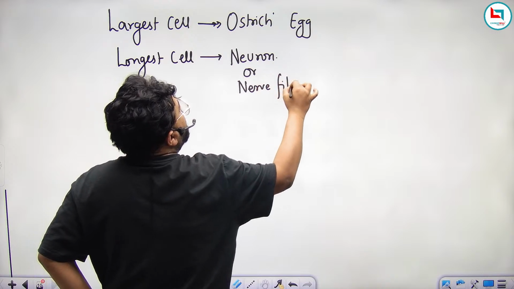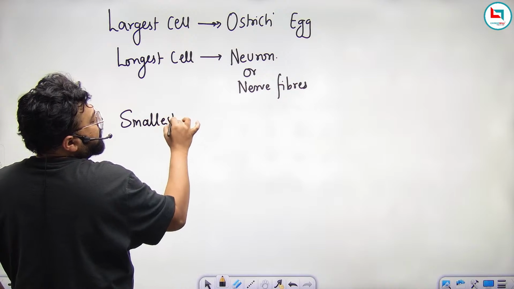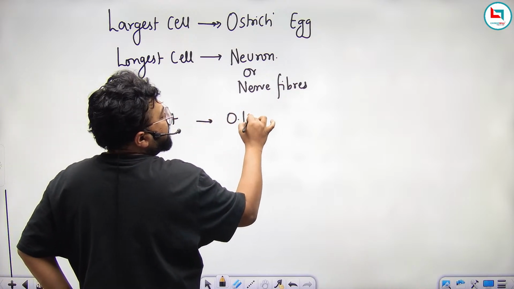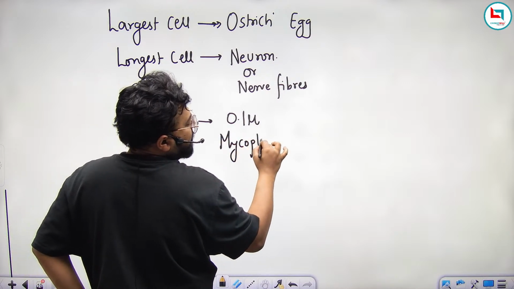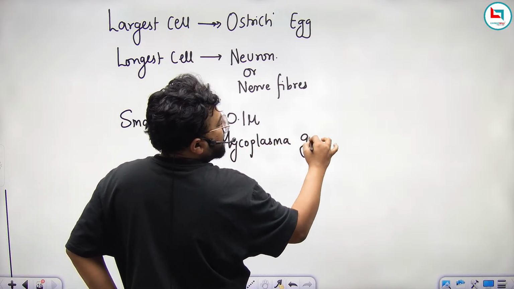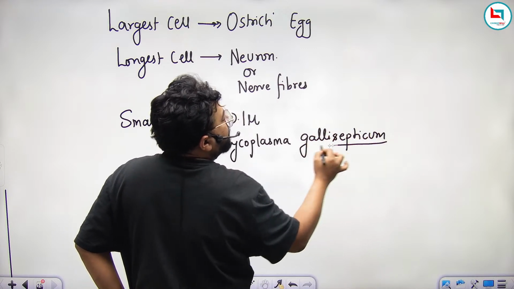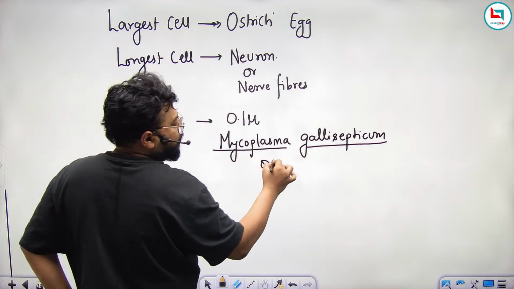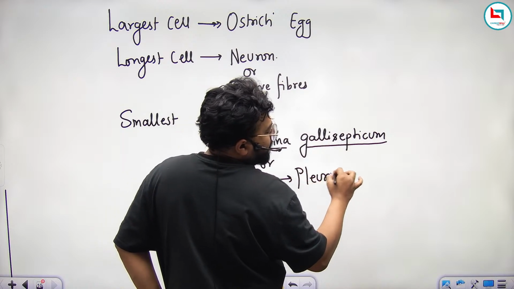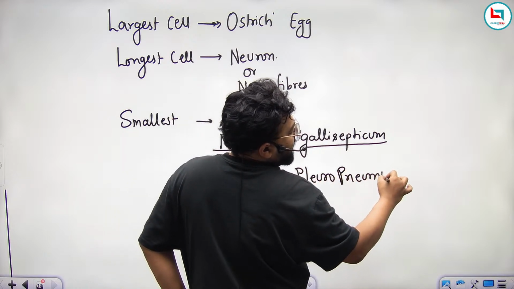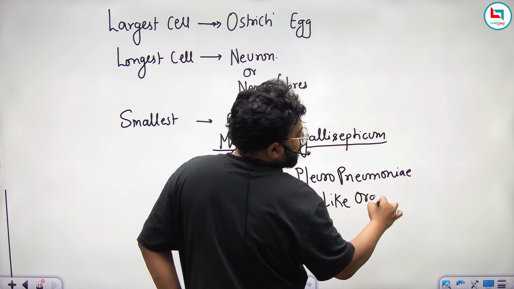And the smallest cell in this living world is bacteria, whose size is 0.1 micron. This is mycoplasma. This is the name of the bacteria, Gallisepticum, also known as PPLO, that is pleuropneumonia like organism. So this is all about the introduction to cell.